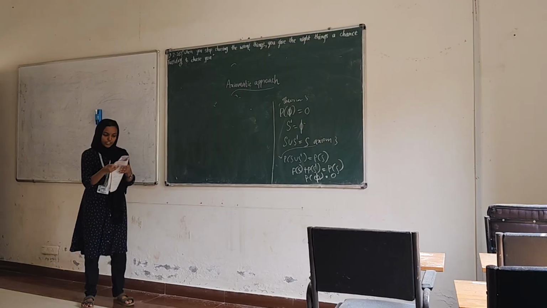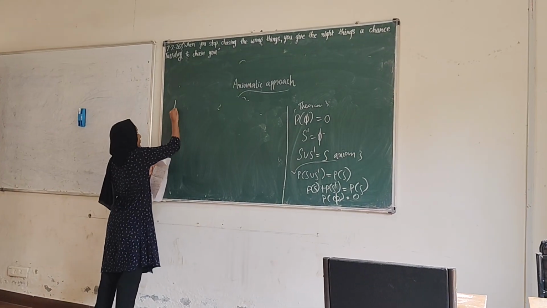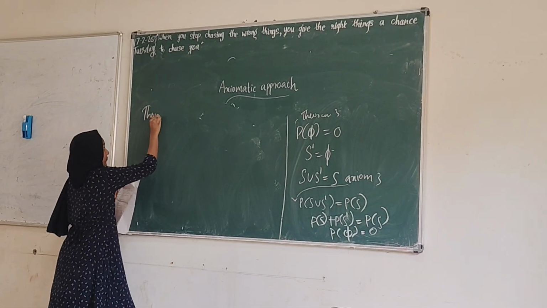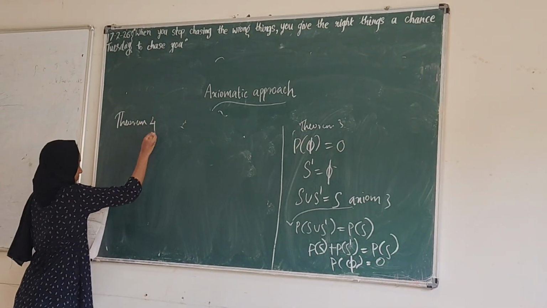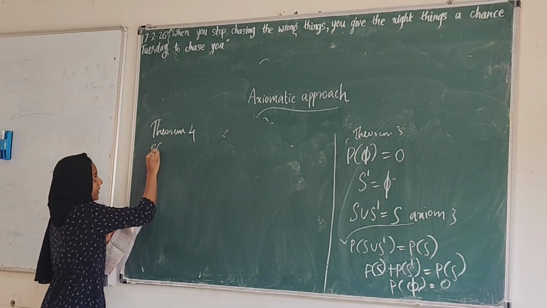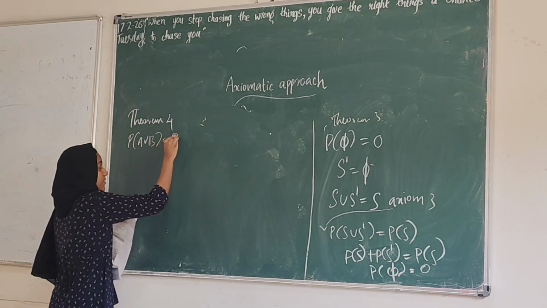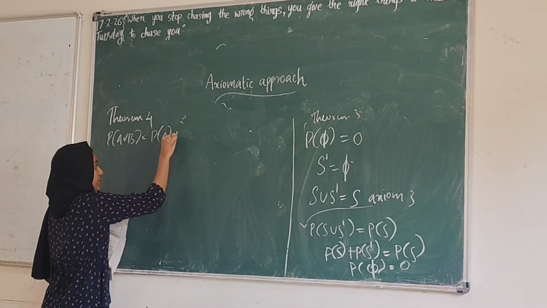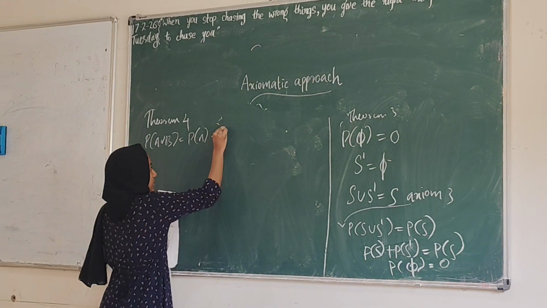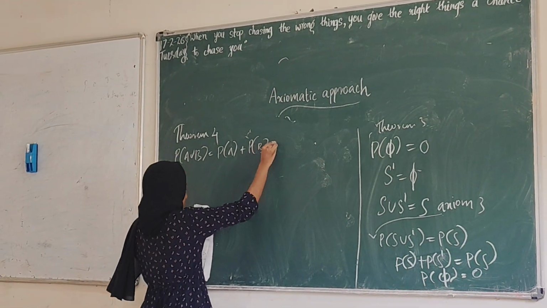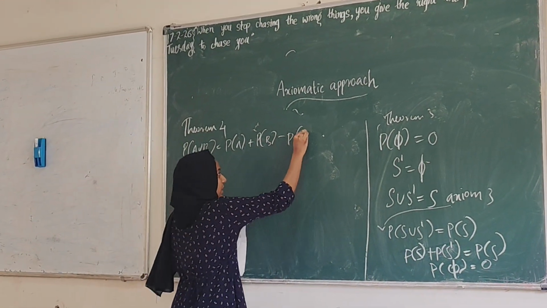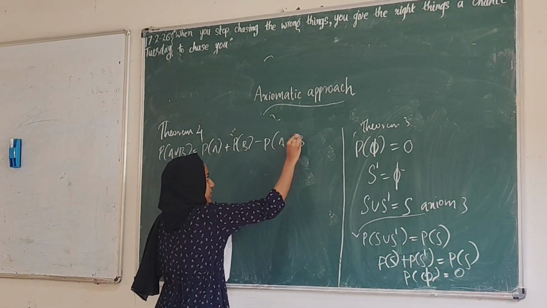Then there is one more theorem we want to do, that is theorem 4. Probability of A union B is equal to probability of A plus probability of B minus probability of A intersection B.